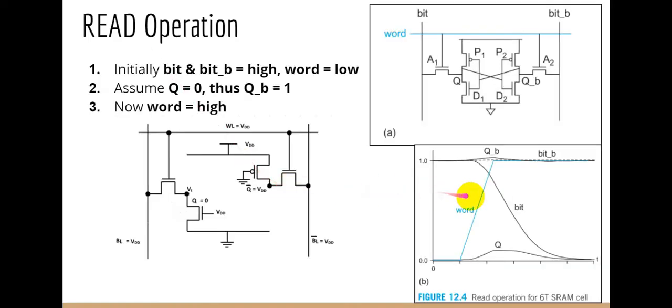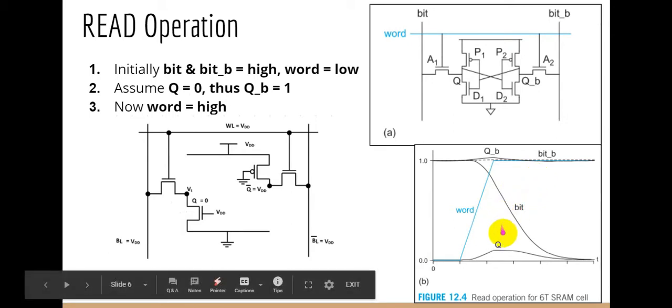Okay, you can see the waveform here. The waveforms for the read operation are shown here. So 0 is read onto the bit. You can observe that Q momentarily rises but does not glitch badly enough to flip the cell.